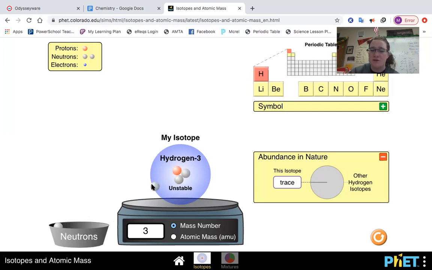If I added another neutron, I would make hydrogen 4. And notice that that does not occur in nature. It's way too unstable to occur, and so we do not see it.